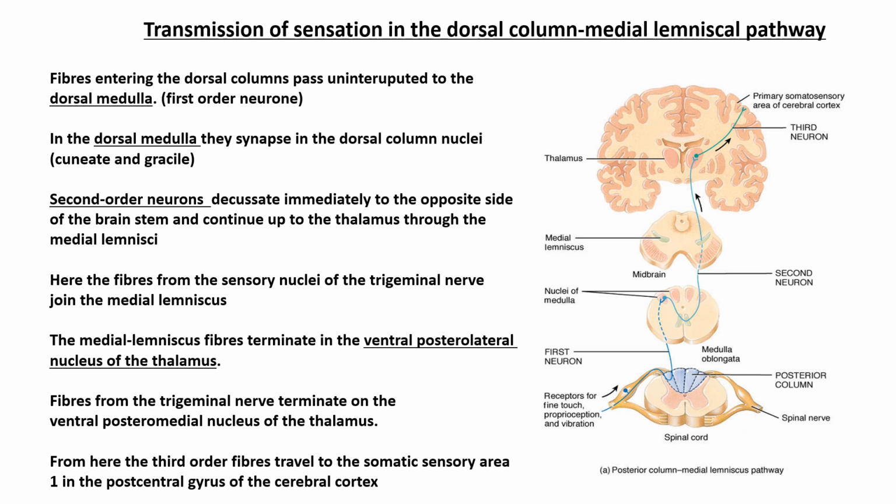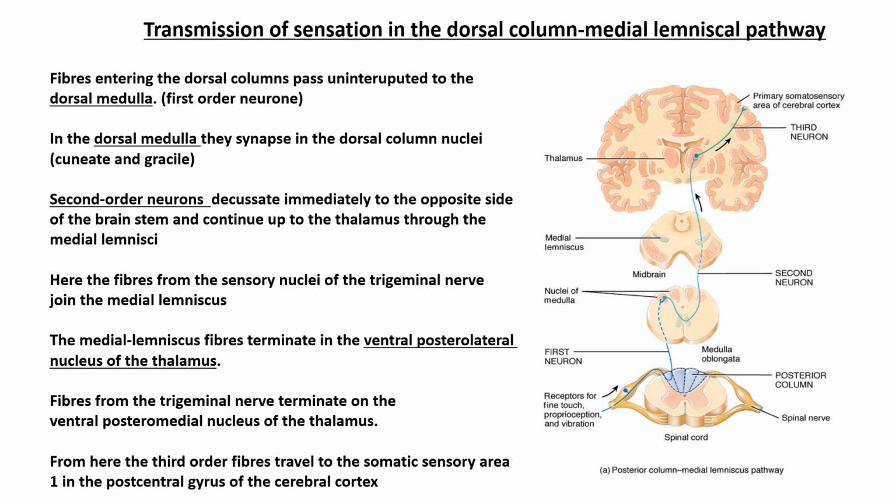In fact, fibers from the trigeminal nerve also terminate on the ventral posteromedial nucleus of the thalamus. Now, from the thalamus, the third order neurons, or the third order fibers, travel to the somatic sensory area 1 in the postcentral gyrus of the cerebral cortex. So this is the pathway, this is the route.